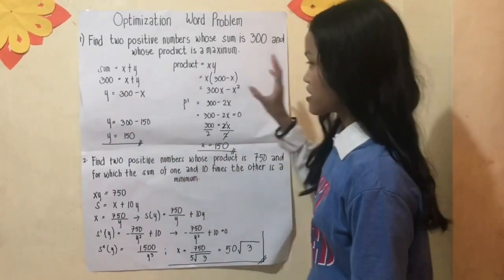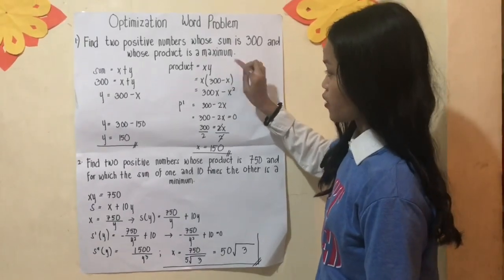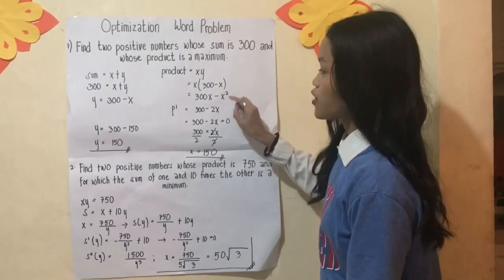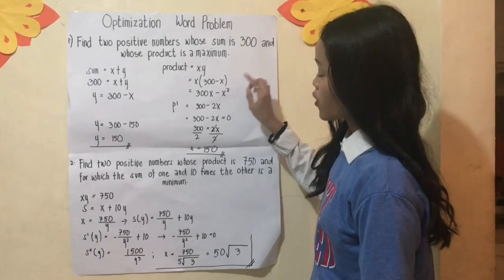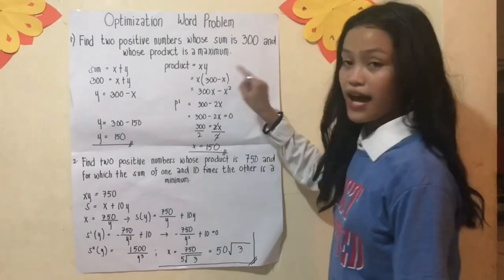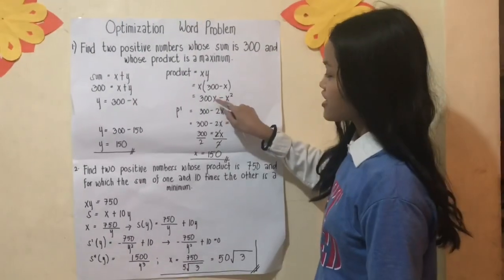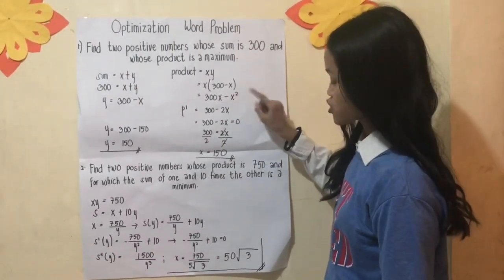So we find again the product. Product is equal to xy. That's the formula. So it equals x times the quantity of 300 minus x. We distribute the x to the 300 and x, so we get 300x minus x squared.